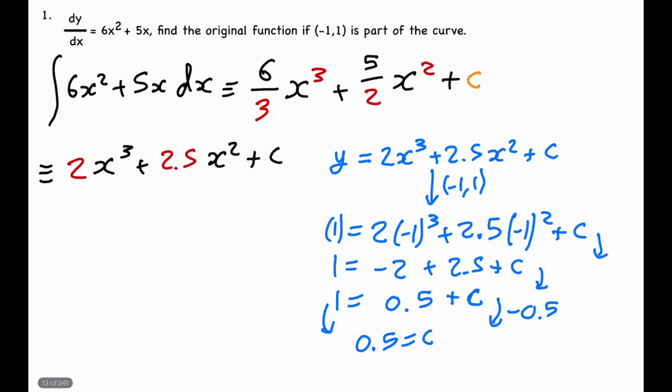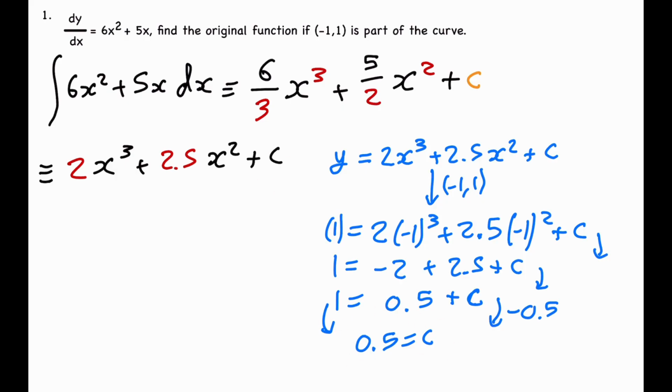So we would do 1 is equal to minus 2, because minus 1 cubed is just minus 1, so you do 2 times minus 1, which is minus 2, and 2.5 times minus 1 squared becomes 1, because you do minus 1 times minus 1, it will just be 1. And then you have 2.5, and when you collect these two like terms, you get 0.5. And when you take 0.5 from both sides, you'll get c is equal to 0.5.